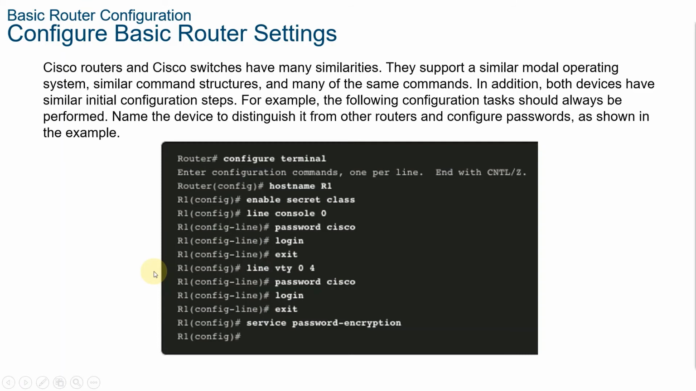Usually, I ask the students, whenever they face this PuTTY with a switch and a router, the very first requirement is to set the host name. So something like configure terminal, hostname R1 in this example. And then line console 0, password is cisco, login. Line vty 0 to 4, password is cisco, login. And then you've got service password-encryption. Now this will encrypt all the passwords set on this router.